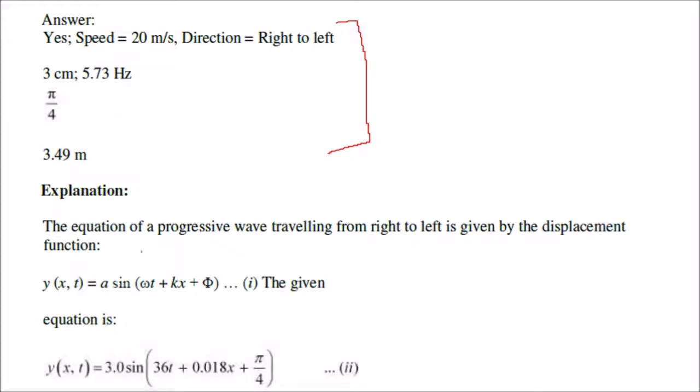Now see, first of all, we have to compare this with the proper equation form. The equation of a progressive wave traveling from left to right is given by the displacement function y(x, t) is A sine (omega t plus kx plus phi). Now let us equate. A is what? 3.0. Sine is sine. Omega t, so omega is what? 36. Kx, this is k, 0.018. Phi is what? Pi by 4.